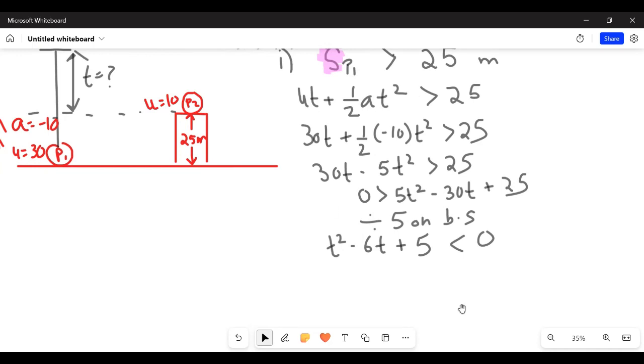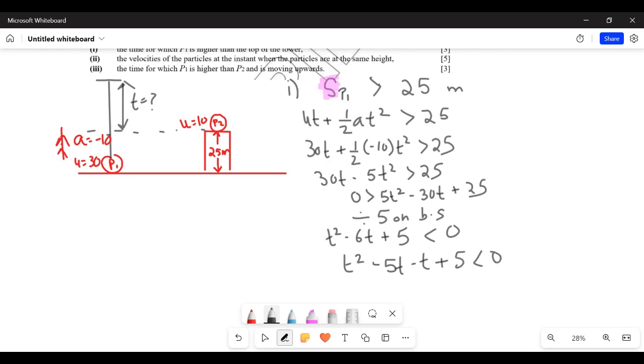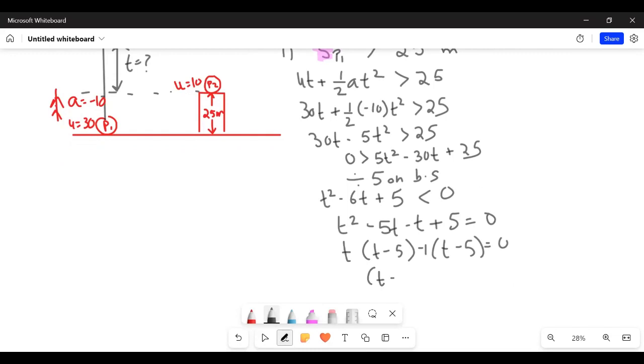Achha, so now this is a quadratic inequality. We know how to solve it. First, treat it as a simple quadratic equation. Do middle term breaking. T square minus 5t minus t plus 5. I've done middle term breaking. T common, t minus 5, minus 1 common, t minus 5. In fact, equated to 0 because we're finding the critical values first. So t minus 1, t minus 5 equals 0. So we're getting t equals 1 or t equals 5.